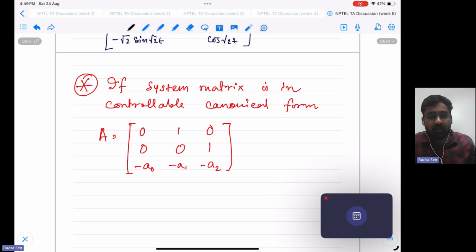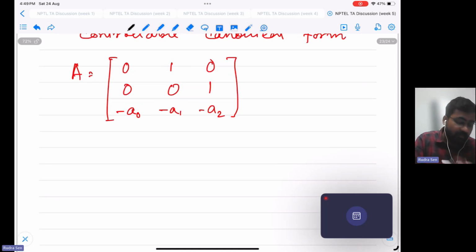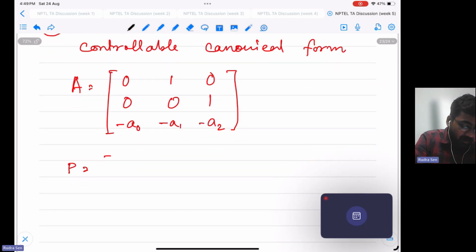If it is in this format, it is easier to find out the modal matrix. What is the modal matrix? That P matrix that I have said previously, whose columns contain only the eigenvectors, is basically the modal matrix. So it is easier to find the modal matrix for this kind of case. So what is the modal matrix? So it has eigenvalues.